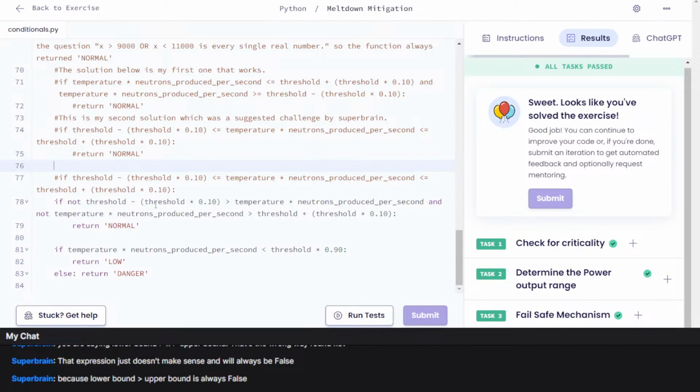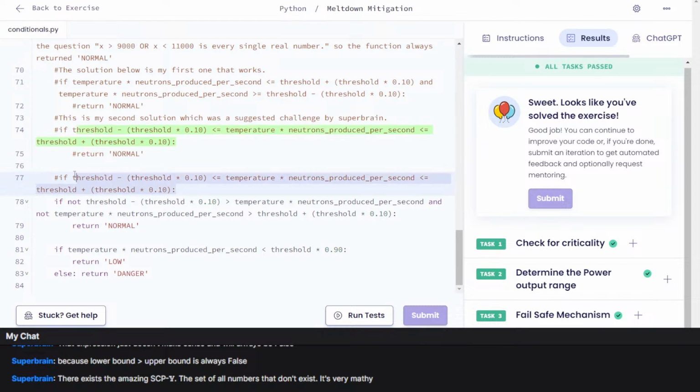Wait, what is this thing? Wait, what is this? Why is this commented out? What is this that I have? Is this just the same? Oh. What the hell? Oh, I just accidentally copied this twice, I guess. That's weird.